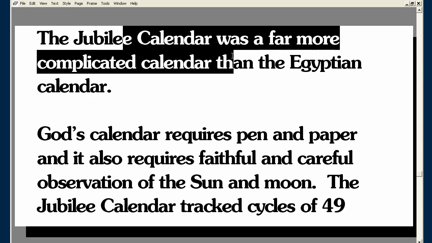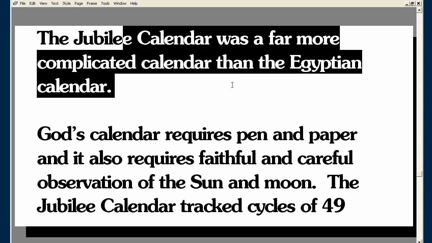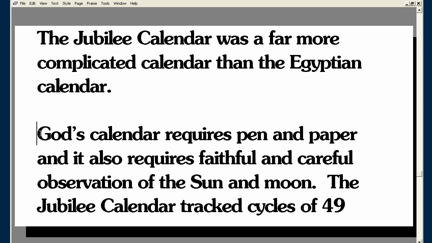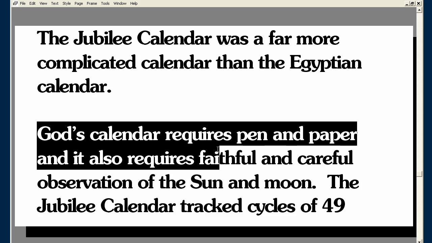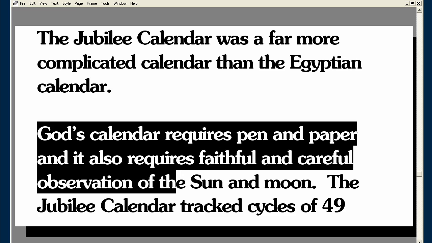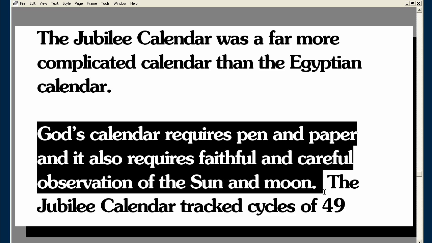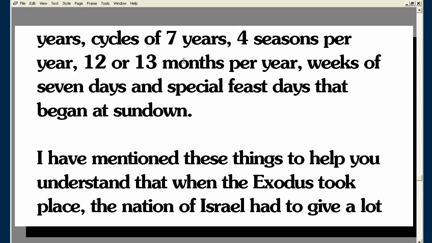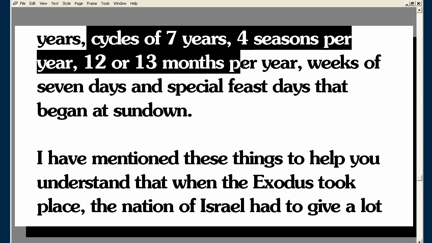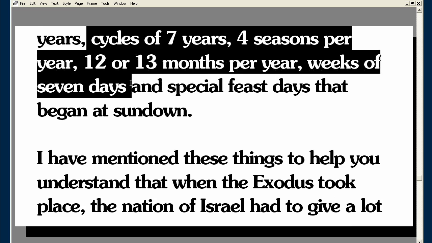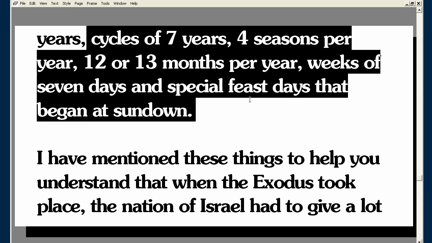The Jubilee calendar was a far more complicated calendar than the Egyptian calendar. God's calendar requires pen and paper, but it also requires faithful and careful observation of the sun and moon. The Jubilee calendar tracked cycles of 49 years, cycles of 7 years, 4 seasons per year, 12 or 13 months per year, weeks of 7 days, and special feast days that began at sundown.